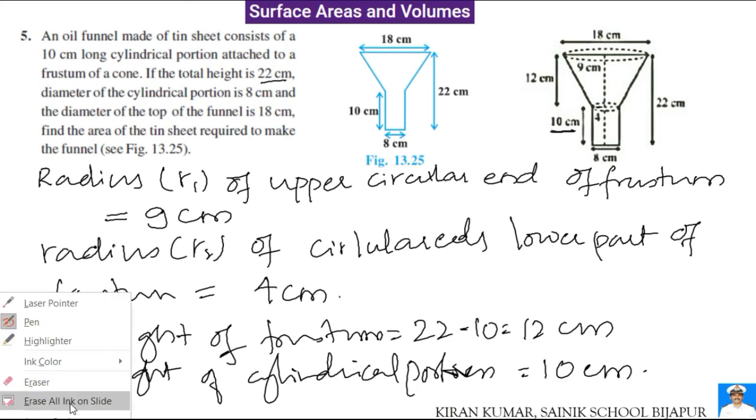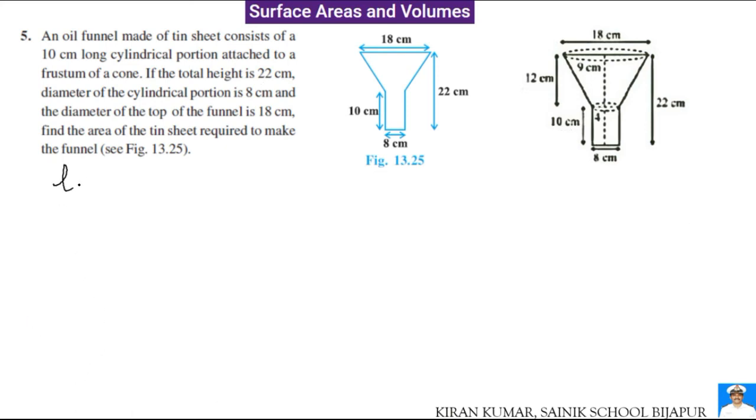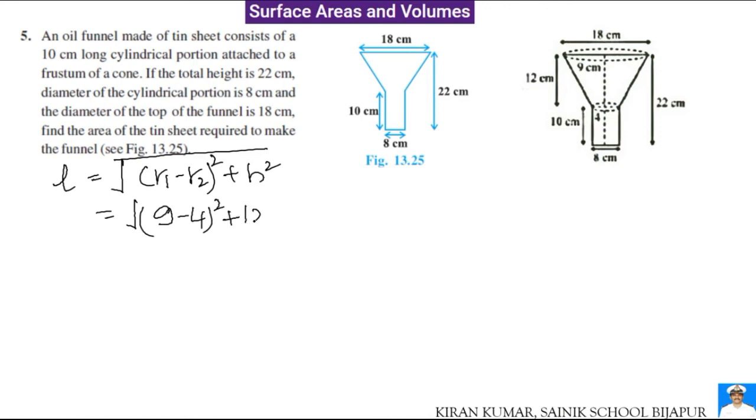How do we find the slant height? The slant height is given by root of r1 minus r2 whole square plus h square. Let us substitute the value. We get 9 minus 4 whole square plus 12 square. It becomes 13 centimeter.